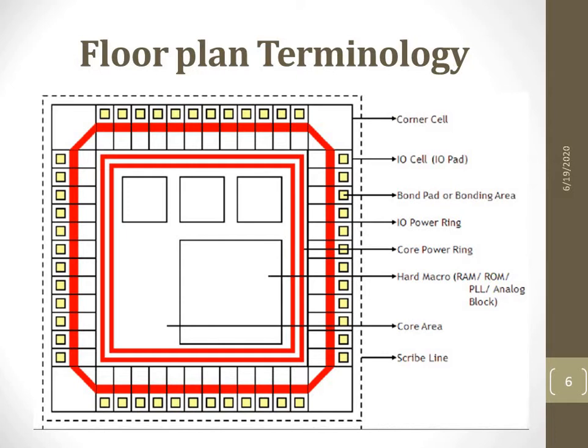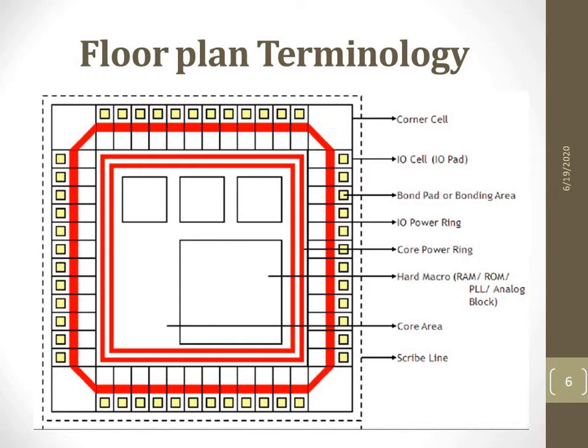Next we look at floor plan terminology. Some of the terms are to be kept in mind, like this is the corner cell, and these are the I/O cell or the I/O pad for giving the input and output blocks. Next, this is the bond pad, bonded, that means fixed for some particular task. And the thick black line that you see here is the input output power ring. For input output lines also we need some power supply.